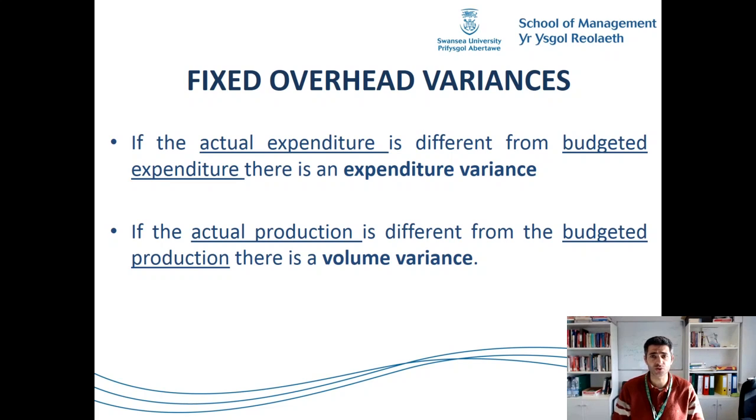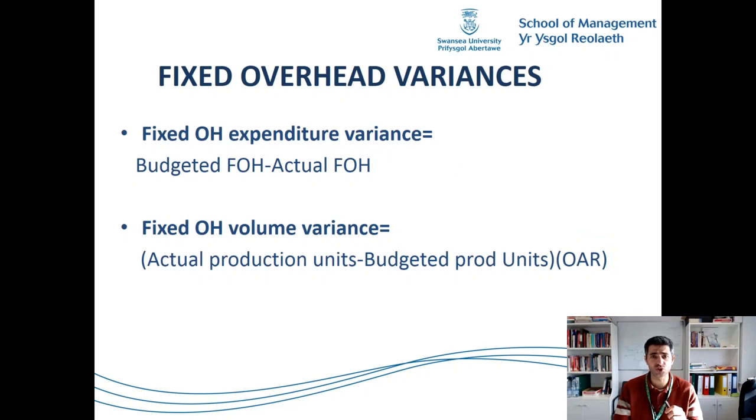Right, let's have a look. Now, when it comes to fixed overhead variance, we have 2 sub-variances, including the expenditure variance and the volume variance. Fixed overhead expenditure is the difference between the actual expenditure and the budgeted expenditure. But fixed overhead volume variance is the difference between the actual production and the budgeted production. So these are the 2 formulas which you really need to write down.